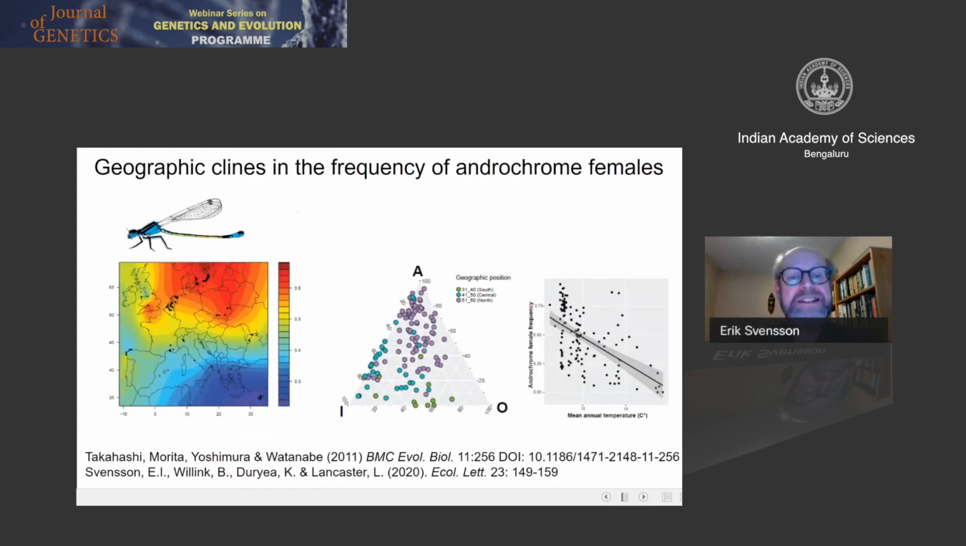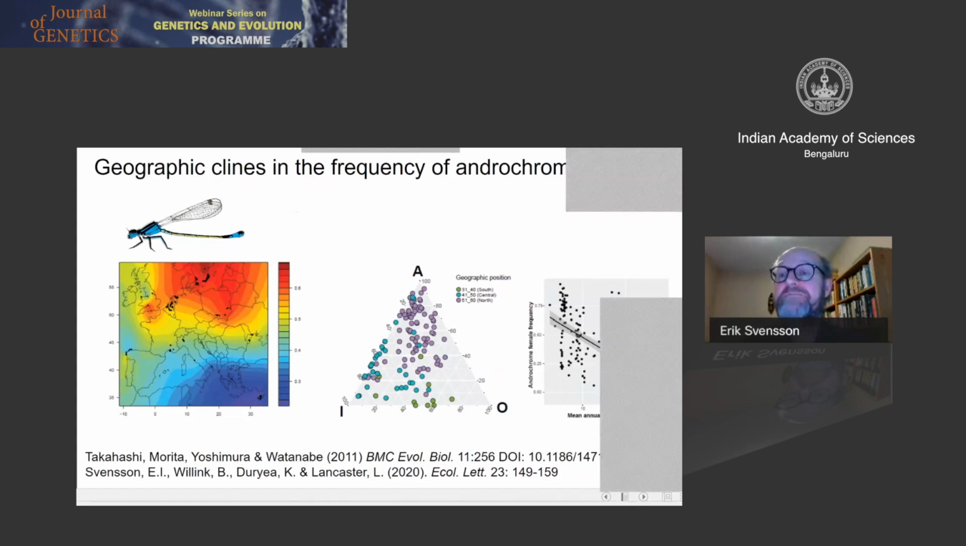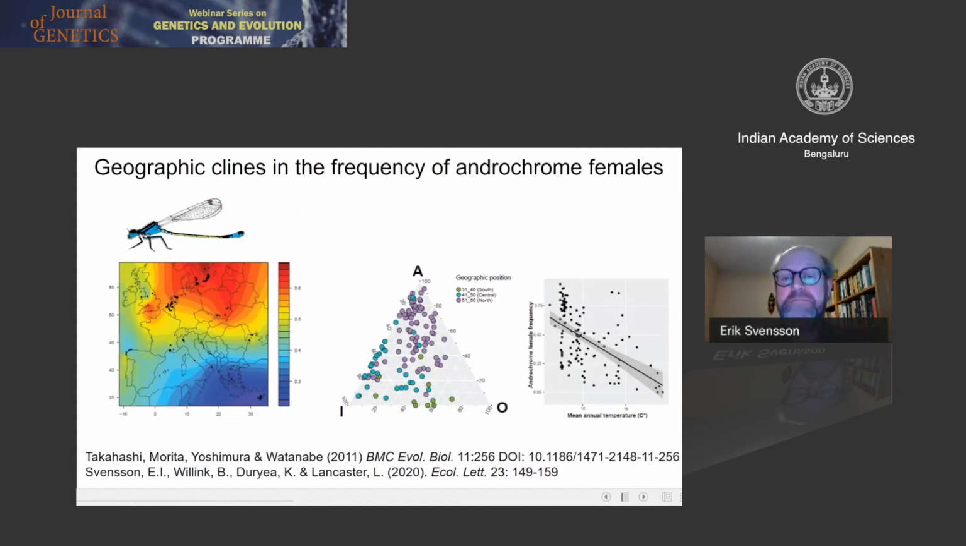There are also geographic declines in the frequency of these male mimicking females. As I said, they are more common at higher latitude up in Northern Europe, where we work, whereas in Southern Europe, they are down to 20-30% frequency, as you see in the graph on the left. And in the middle, you see a ternary plot. The ternary plot essentially shows more frequency variation in different populations across Europe.